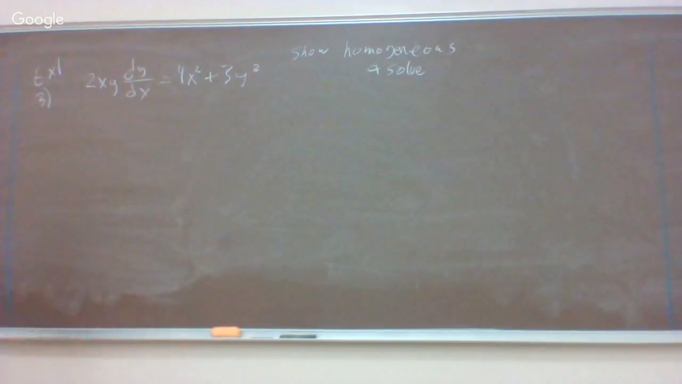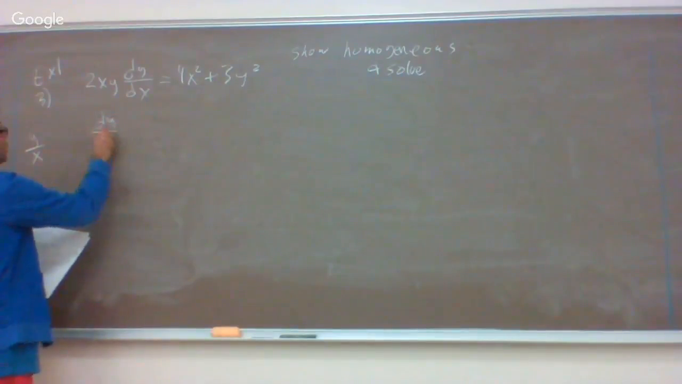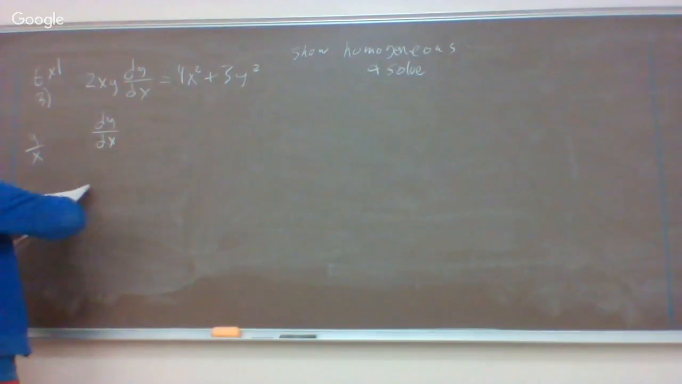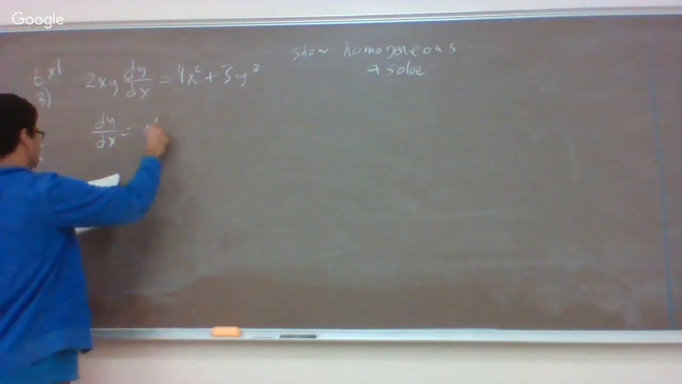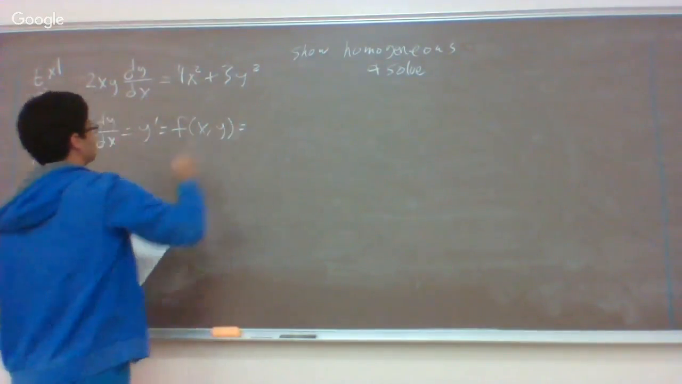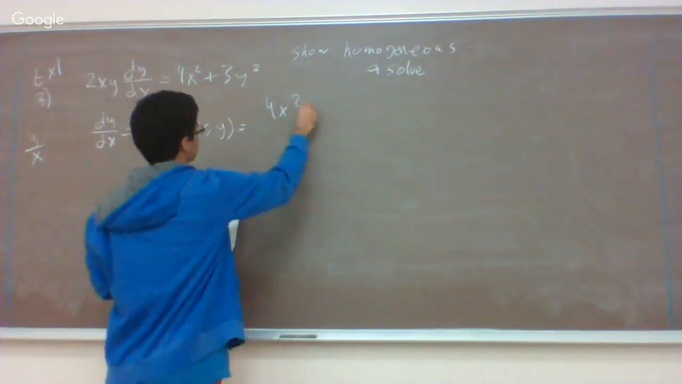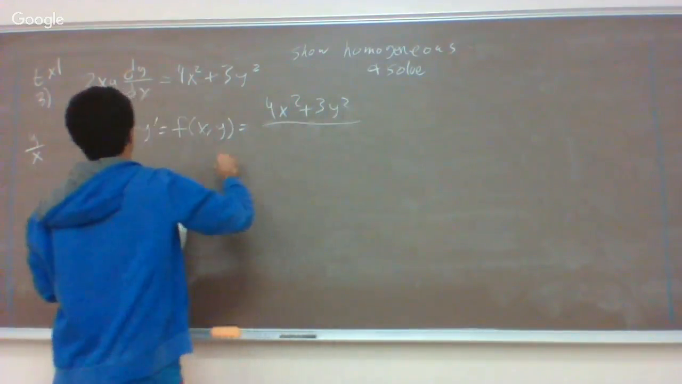So there's 2 methods to showing that it's homogeneous. The first method is we have to try to convert the equation to have y over x terms. But first we need to solve for dy/dx before we can do any of the methods. dy over dx is y prime, which is equal to f of x, y. If we solve for that, we have 4x squared plus 3y squared divided by 2xy.